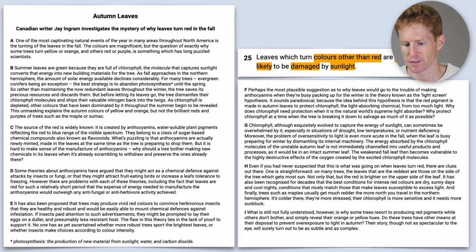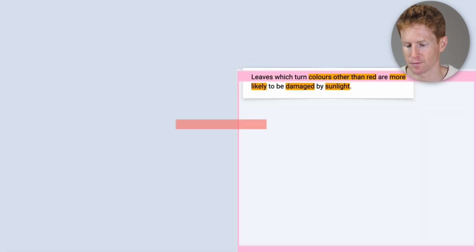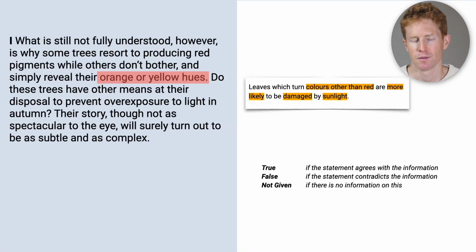Now, 25. Leaves which turn colors other than red are more likely to be damaged by sunlight. So other than red is very useful. Here we find orange or yellow hues. Let's read this paragraph in detail. Pause the video and choose true, false, and not given.